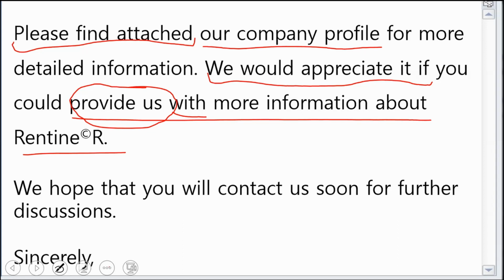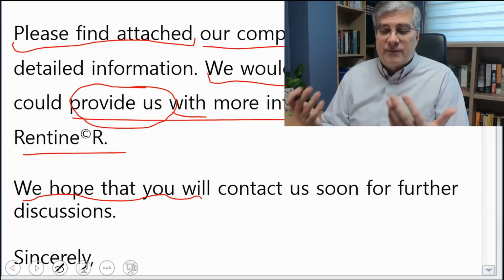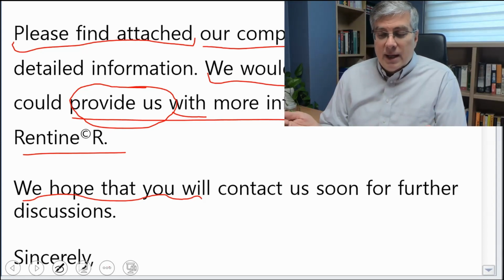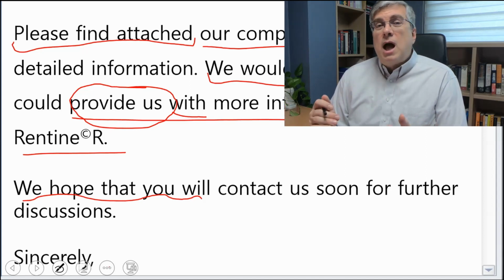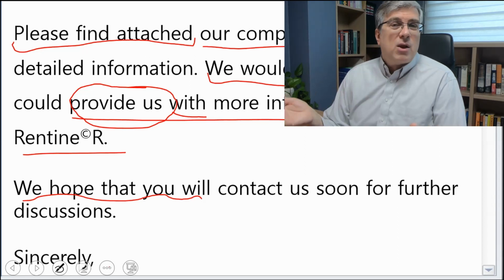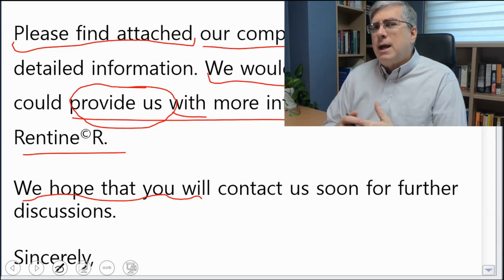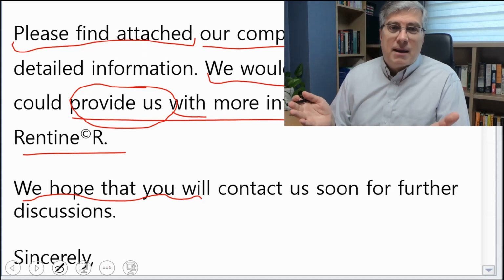And then we finish the email with a polite expression. We hope that you will contact us soon for further discussions. This is a polite way of saying that, again, you want them to do something. It's not giving them a deadline because, again, you don't know if they will accept your proposal or not. This is like the first email. You're kind of just throwing it out there. And you don't know if they will accept your proposal or not. If they're interested, of course, they will contact you. If not, then they won't. You might send a follow-up email later on, maybe in a couple weeks if they don't get back to you, just to see what's going on. But it's really up to them what they want to do.